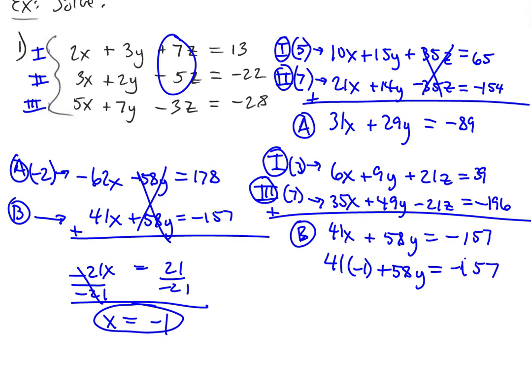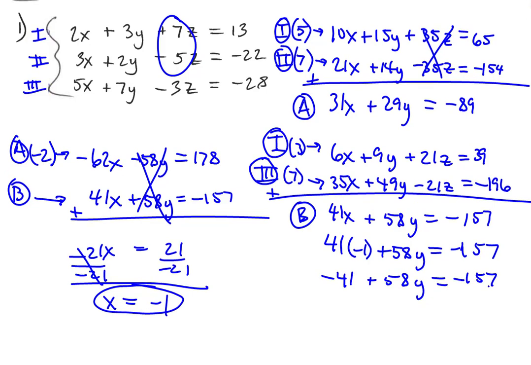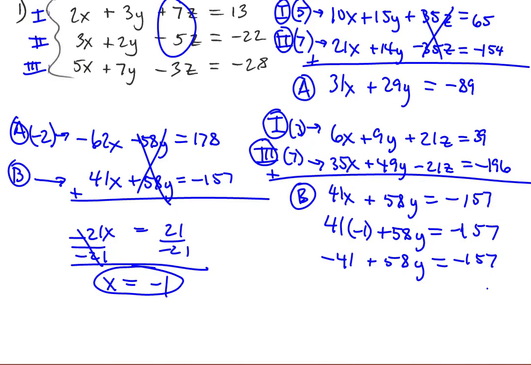And so if we go ahead and multiply through here, we'll have -41 plus 58y equals -157. And we'll want to solve that for y. Okay, so actually add 41 to both sides, divide by 58. We should end up with y equals -2 for that. I left out maybe a step or two there, but it's simple algebra, getting y alone. So we get -2. And now notice we know x and y.